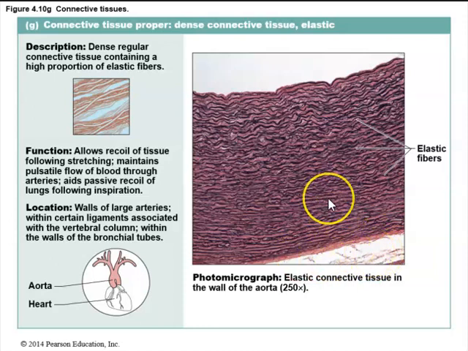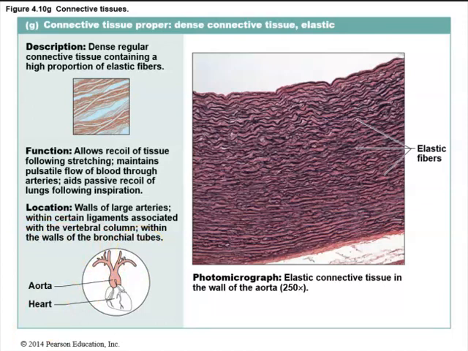So just a description of elastic connective tissue. It's a dense regular connective tissue that contains a very high amount of elastic fibers, allows recoil of tissue following stretching, maintains that pulsatile flow of blood through arteries, also allows for passive recoil of the lungs following inspiration to allow for expiration of carbon dioxide. Now we can find elastic dense connective tissue in the walls of large arteries, within certain ligaments associated with the vertebral column, and then within the walls of the bronchial tubes.